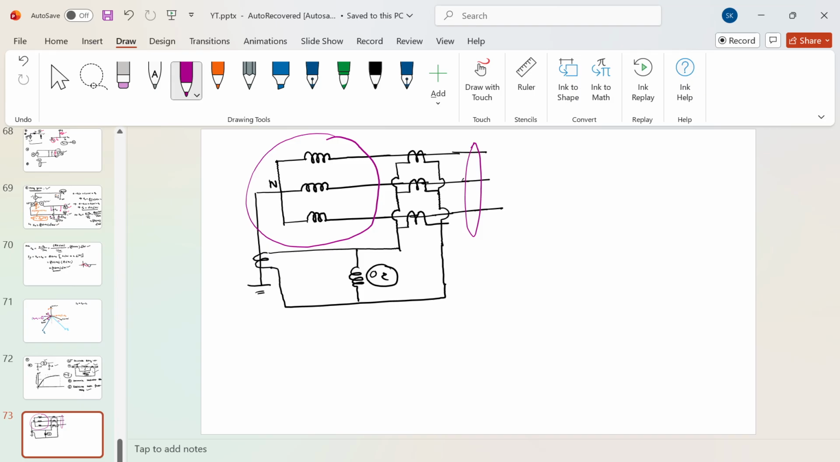I'll explain the operation in other videos, but these are the main protections that we use in a transformer. I'll explain how it can detect a fault only in this particular area. But in this video, my intention was just to give an idea of what the different protection schemes are that we use in the case of transformers.